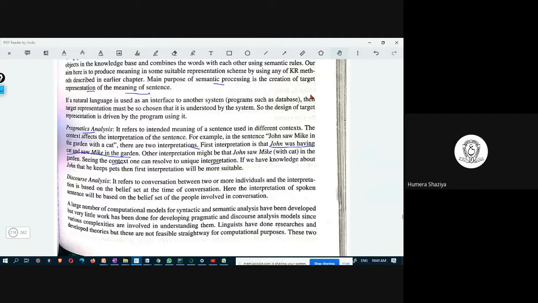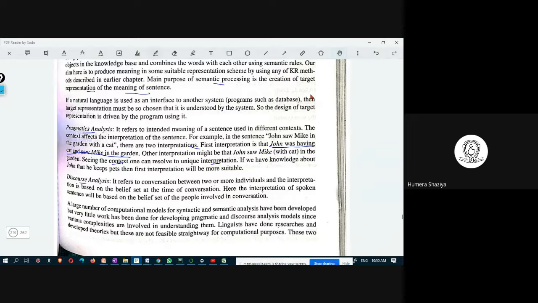We know, say, that that cat is Mike's cat. Suppose we both know that the cat is Mike's cat. Then what interpretation will we derive? We will know that because that cat belongs to Mike, John is seeing Mike and the cat in the garden. All right, because we have got some prior knowledge, prior information with respect to Mike and the cat, but the system will not have.